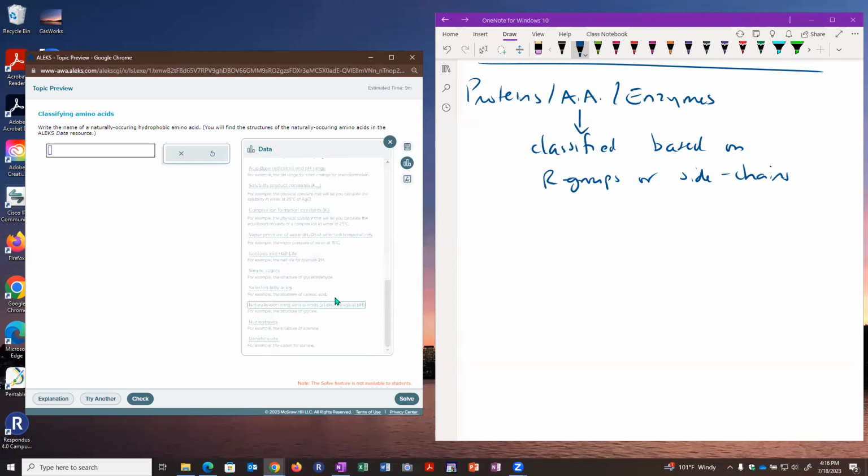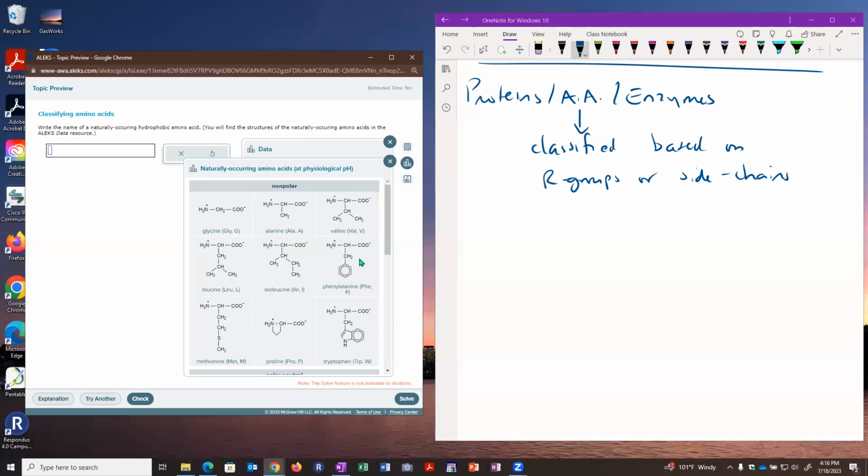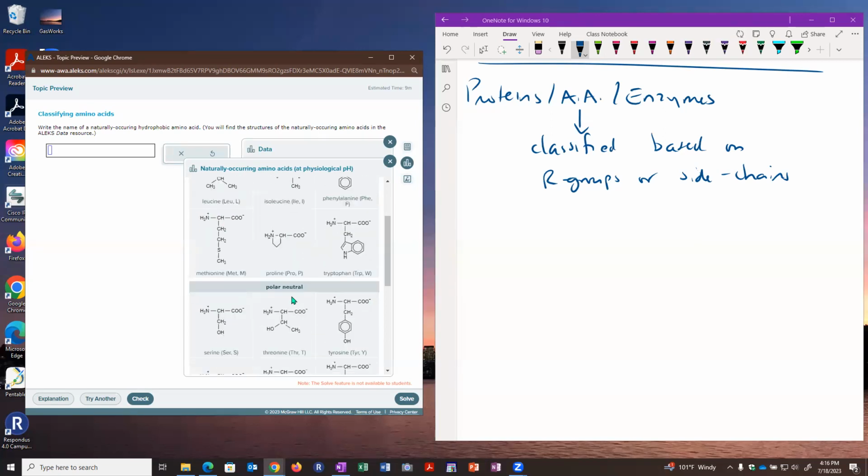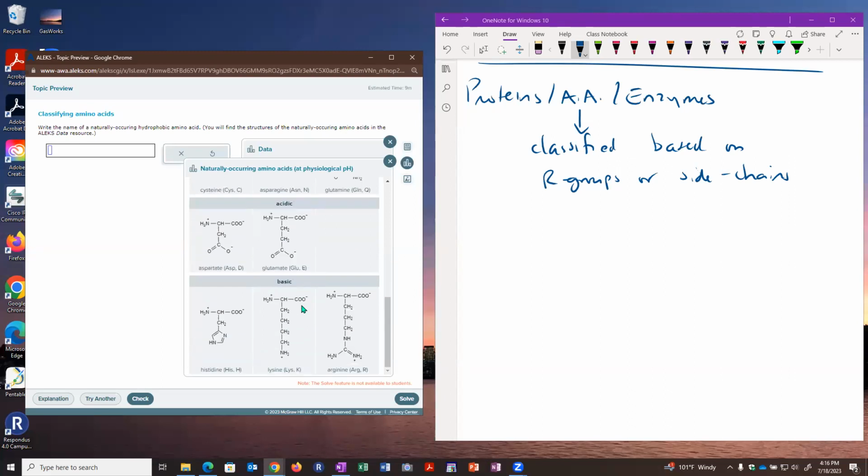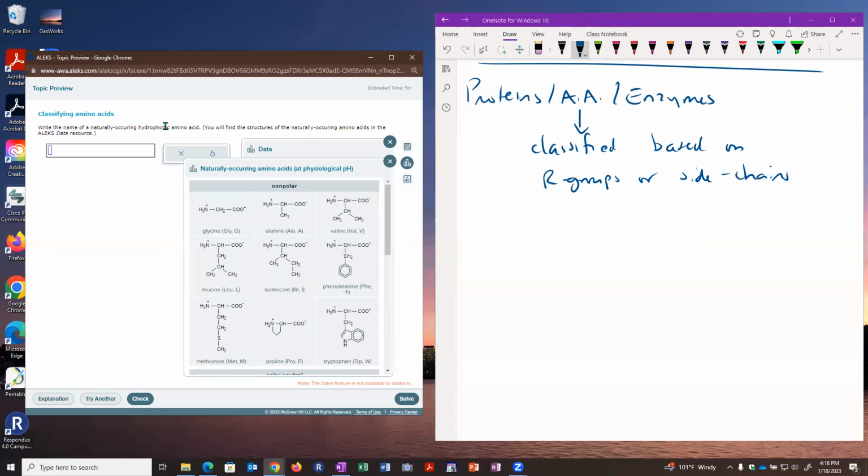Naturally occurring amino acids. All right, so the R group for these are typically shown poking down here at the bottom in this particular chart. So there's the R group for alanine, there's the R group for valine, there's the R group for leucine, for isoleucine, phenylalanine, etc. And these are classified based on their polarity: non-polar, polar neutral, acidic, basic. So hydrophobic is just another word for non-polar.